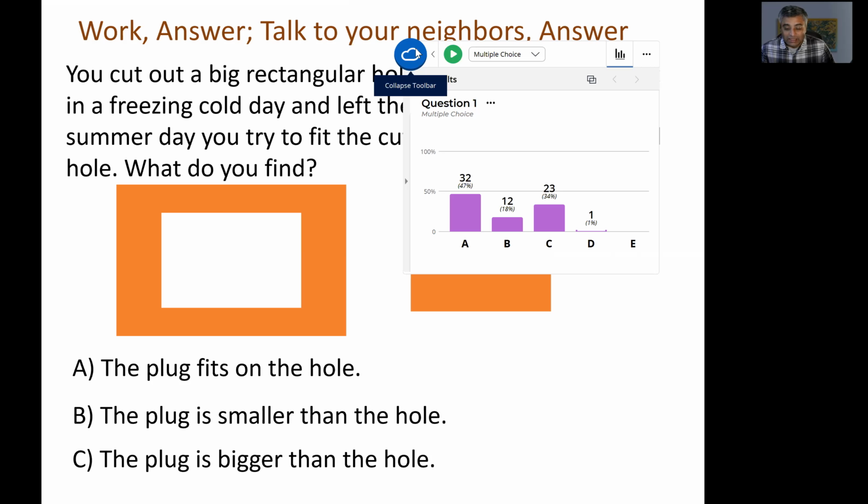So an ice cube probably is going to make it even smaller. So that may not be a good idea, but if you put that in water or hot water for a while, it may fit. So what happens is the hole also expands.